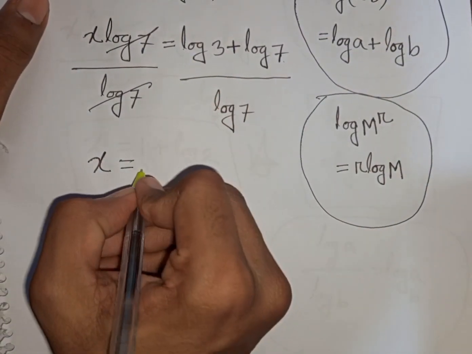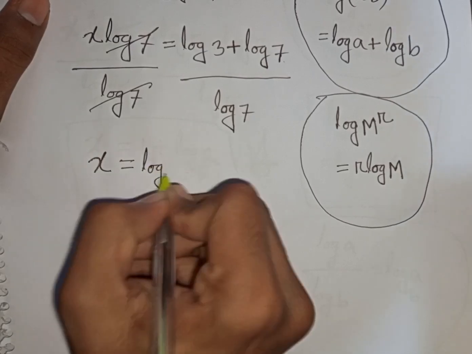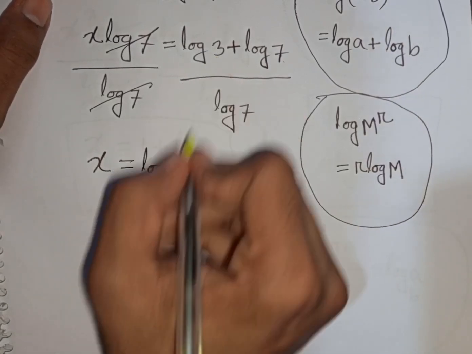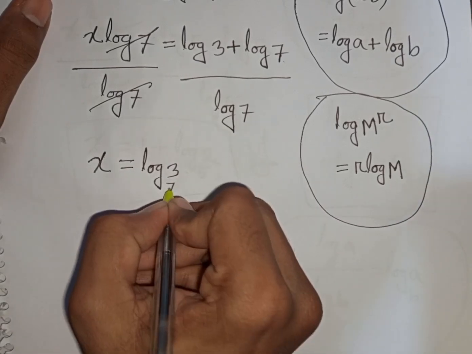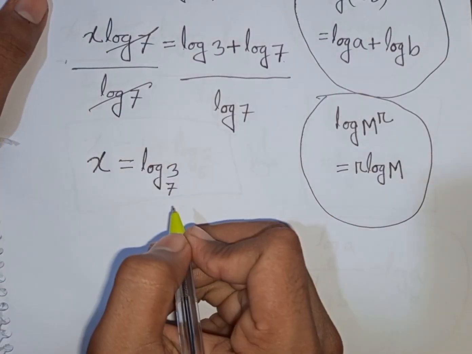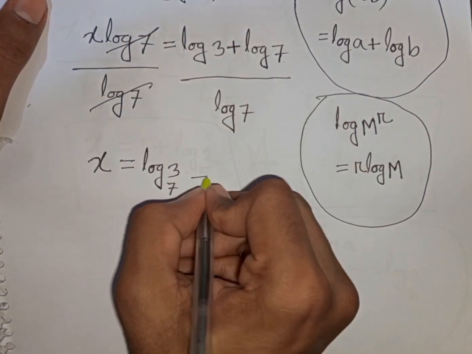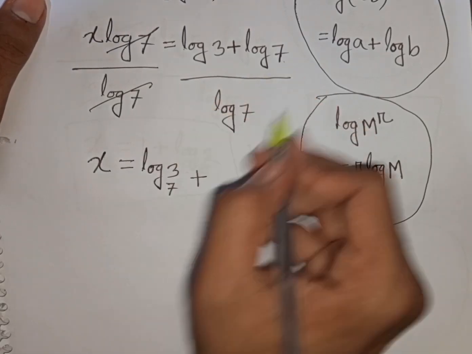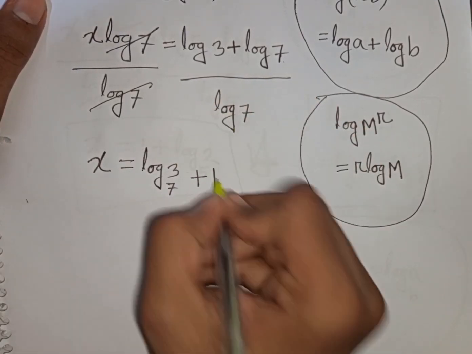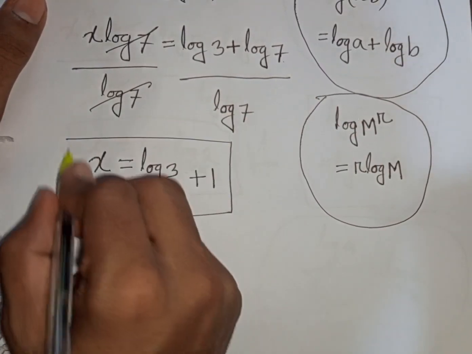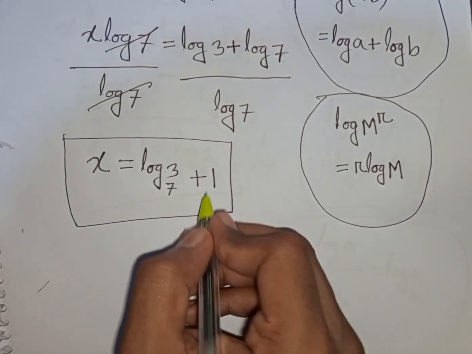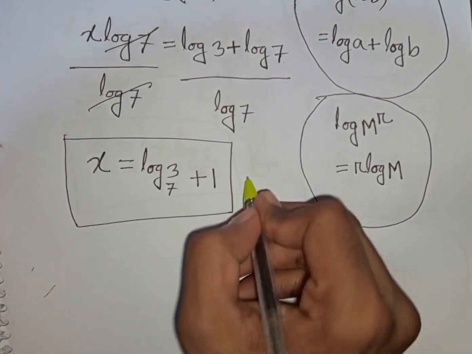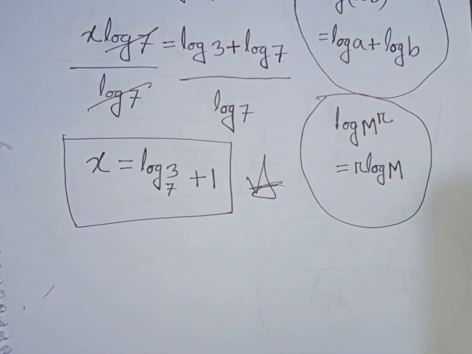That means it will be log 3 divided by log 7, which is log 3 base 7, then plus log 7 divided by log 7, that means it will be 1. So log 3 base 7 plus 1. This is the value of x, so this is our final answer.